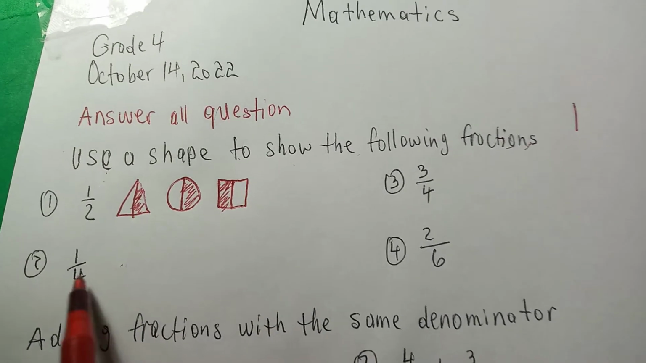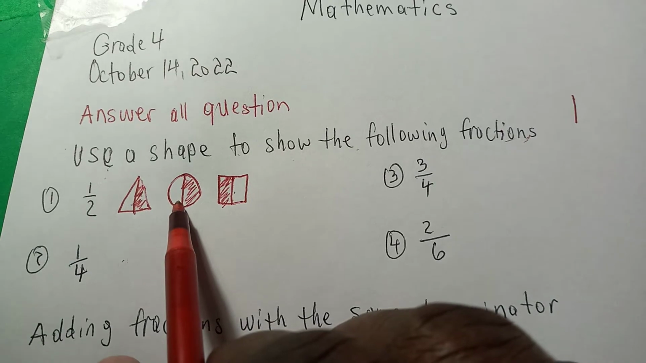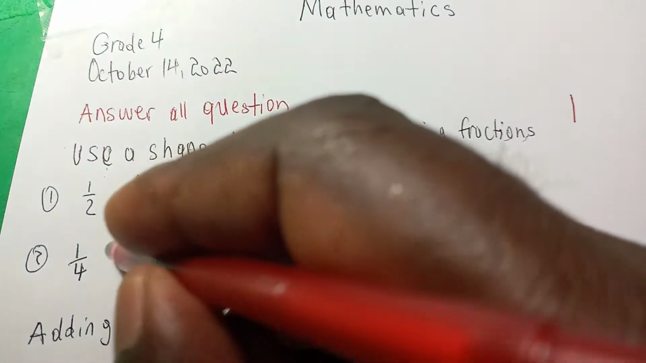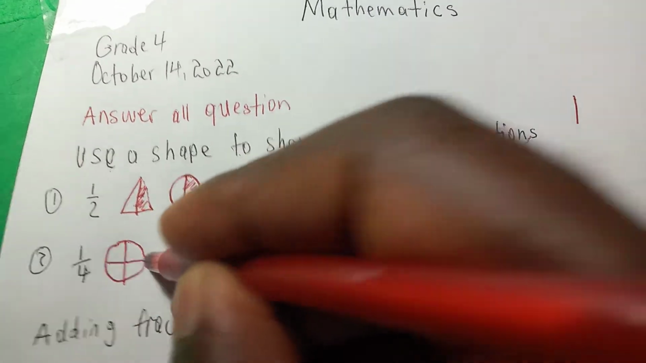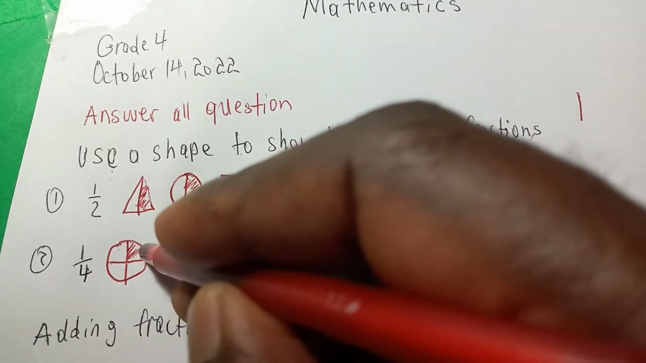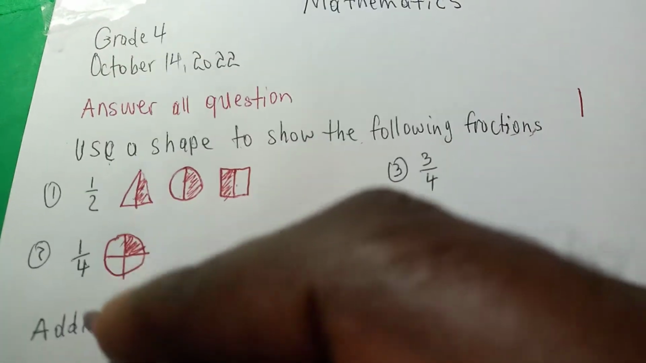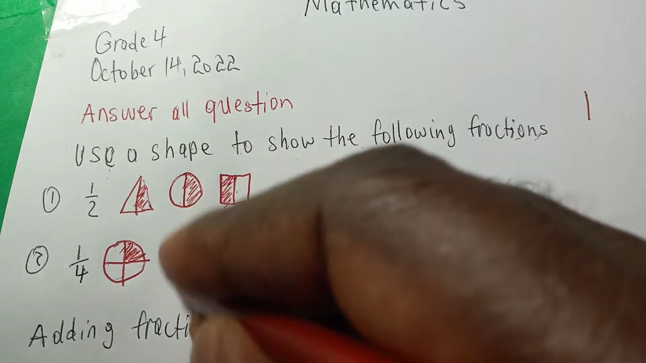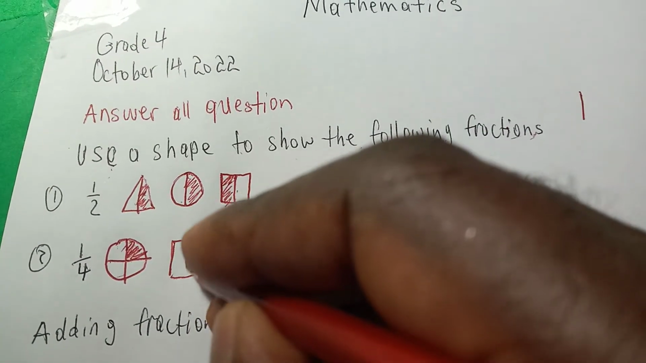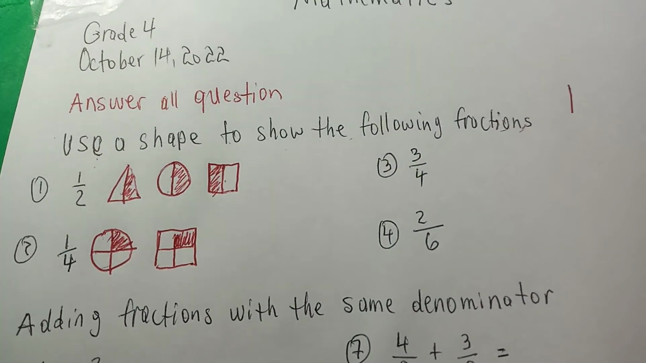Okay? You can find a quarter by using a square, or you can find it by using a circle. Okay? A quarter. So we split it in 4 pieces, and we're taking out 1. So we're taking out 1 out of 4 pieces. That's the reason why you have 1/4. Or you could use a square if you want to, and you take out 1 piece. But do not use a triangle for that.